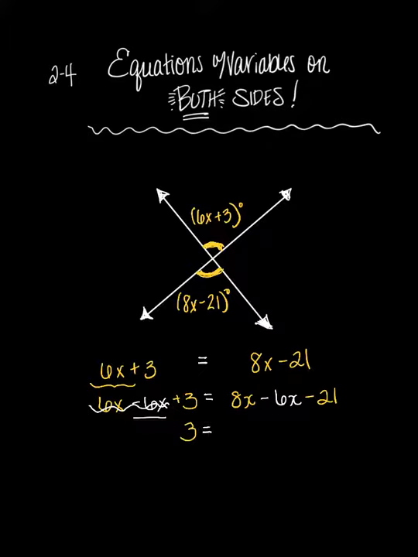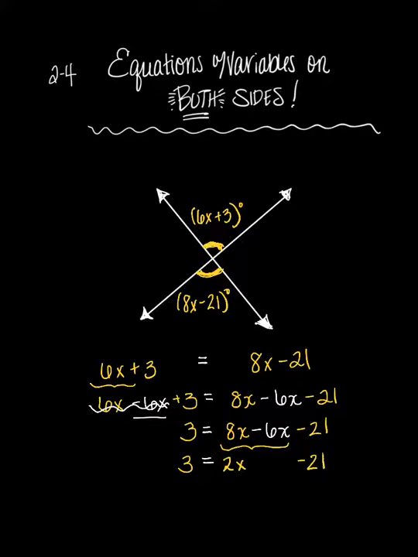Now this side is gone because 6 minus 6 is 0, which just leaves me 3. And now I've got 8x minus 6x minus 21. All right, now let's combine like terms. What's 8x minus 6x? 8x minus 6x is going to give me 2x minus 21. I still don't have x by itself.